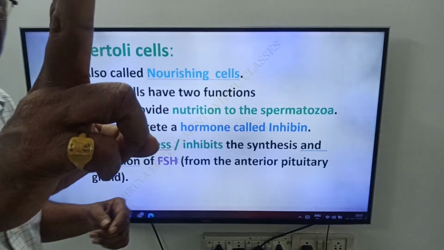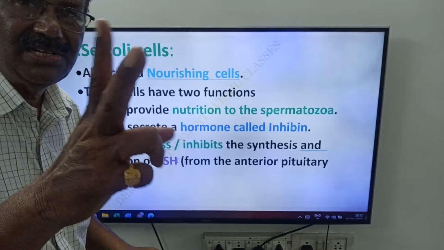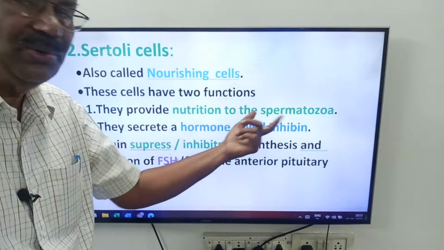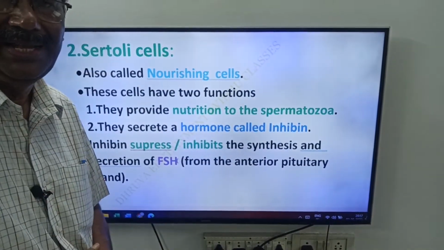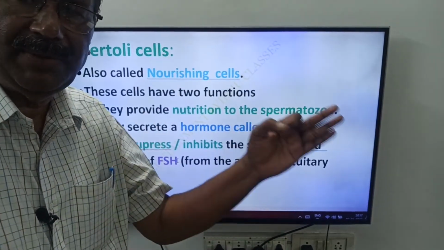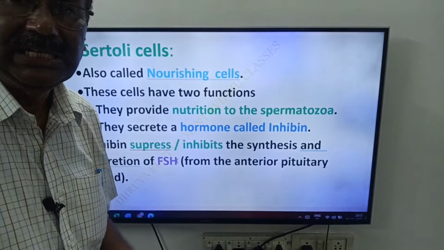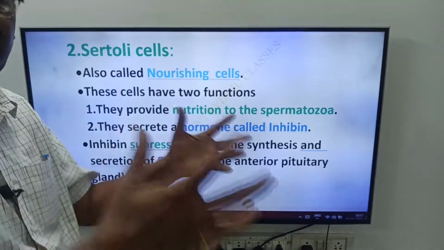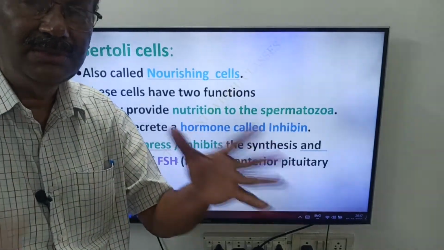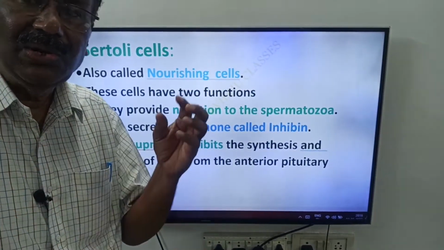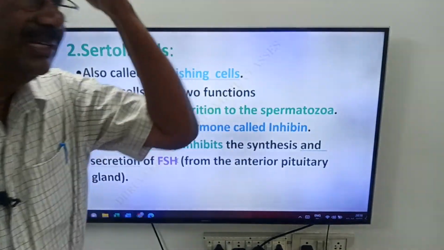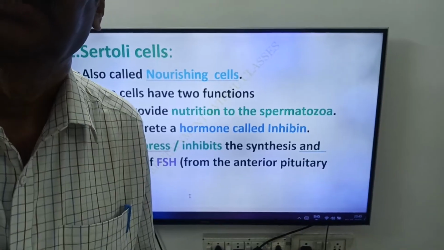These cells have two functions. First function: they provide nutrition to the spermatozoa, they provide food to the spermatozoa. Then what is the second function? Very, very important, friends. They secrete a hormone called inhibin. It is a new word. Sertoli cells secrete a hormone. What is that hormone? That is inhibin.